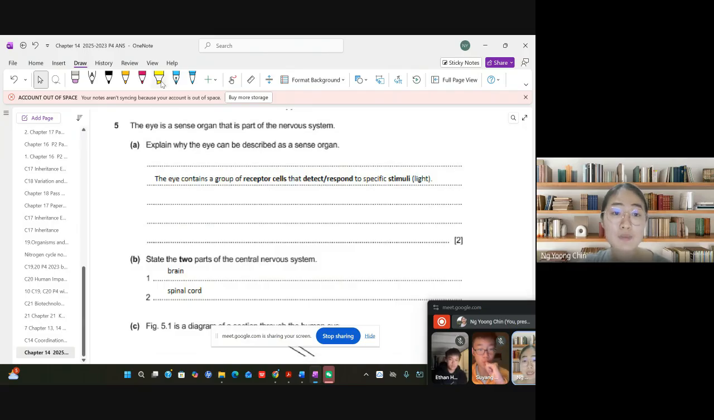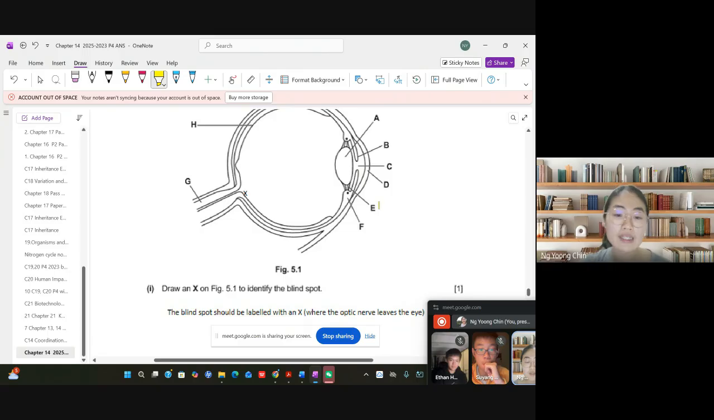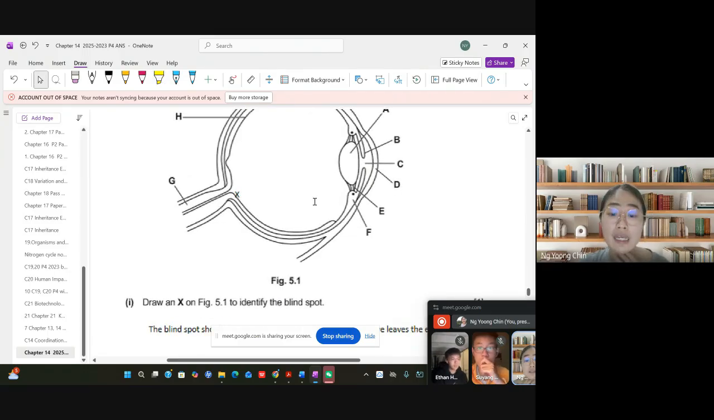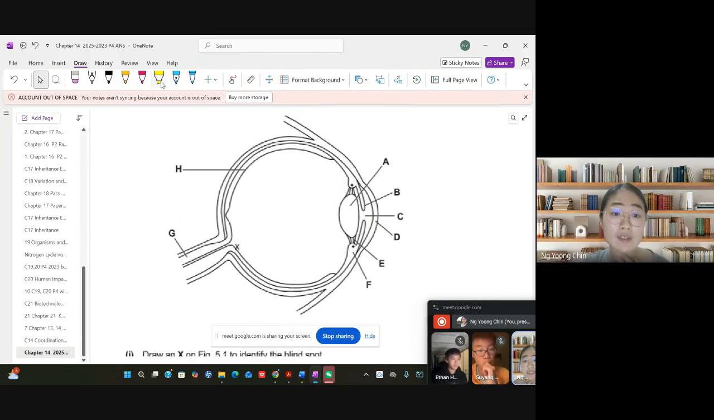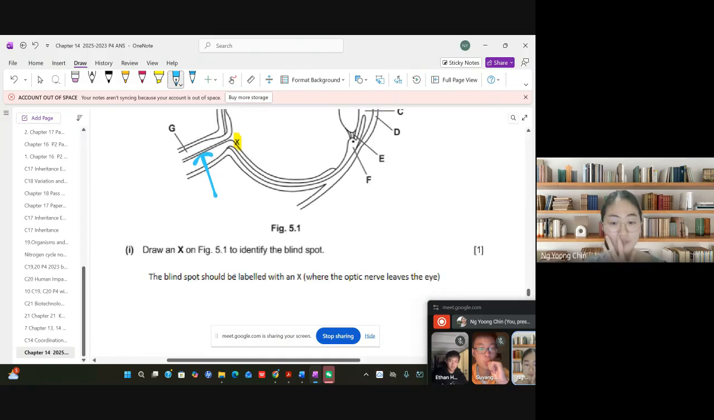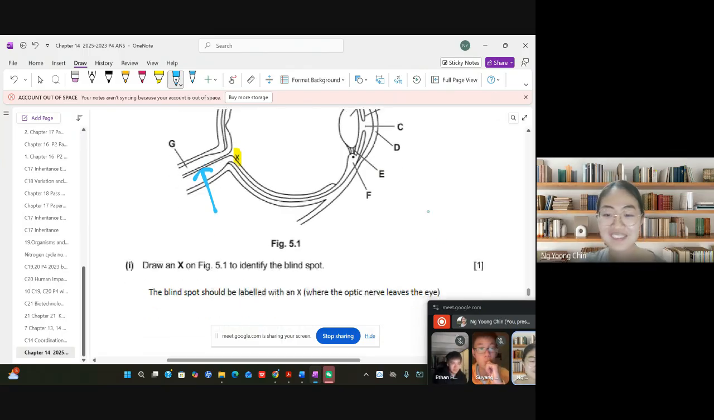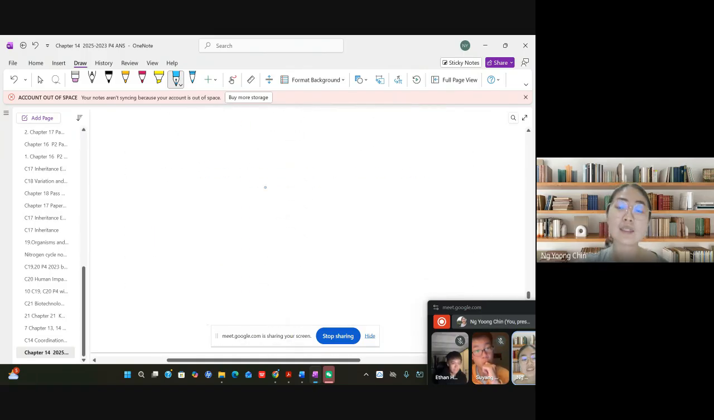Okay, so you should be able to describe the sense organs and then label them. How are you able to label the blind spot? The blind spot is here, very close to the optic nerve. You know, here's the optic nerve. The optic nerve is a kind of nerve fibre. So the blind spot is where the optic nerve leaves the eye. That's why whenever you cut off the optic nerve, what happens? You become blind, because the optic nerve helps to sense the image.